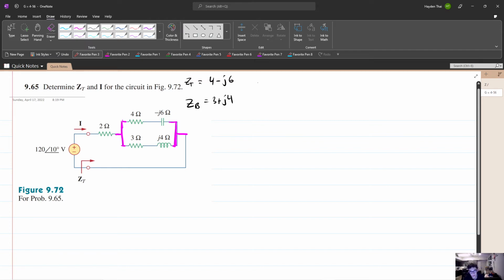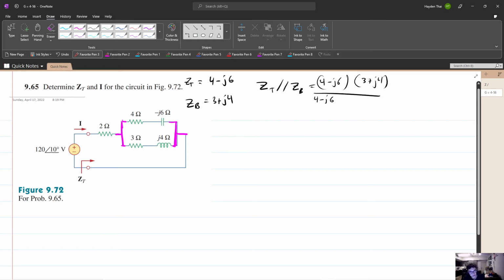And then these in parallel are just going to give me one little box, right? So we'll just have one element here. Z top in parallel with Z bottom is going to be 4 minus J6 over 3 plus J4.